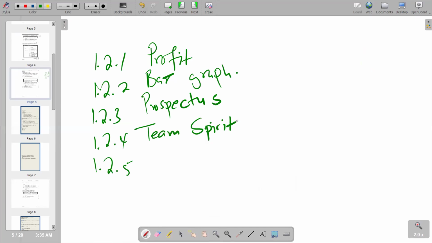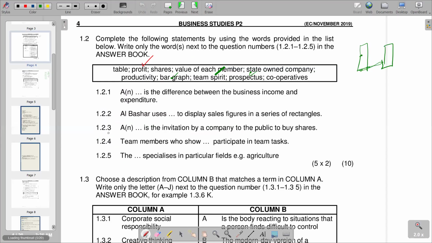When we go to the last part of the question, it says they specialize in particular fields, for example agriculture. We try to see which of the responses given fits this explanation. We've got cooperative here. So we are saying a cooperative is specialized in particular fields, e.g. agriculture.